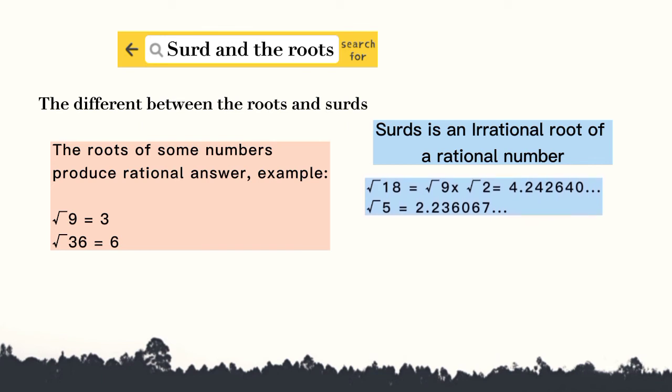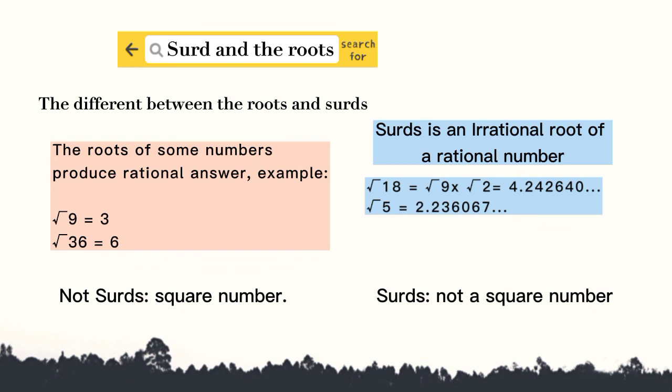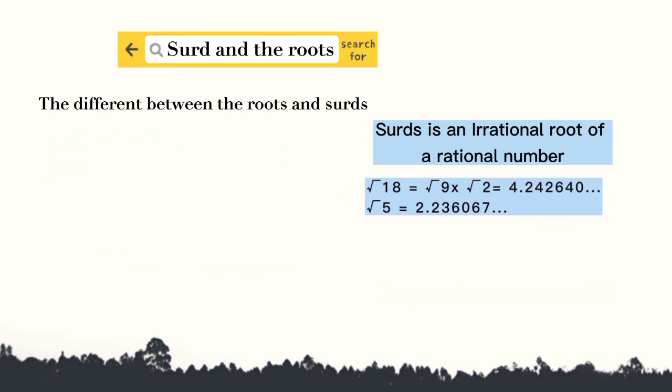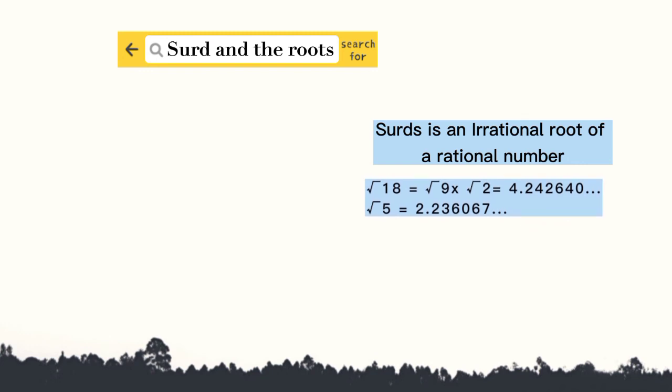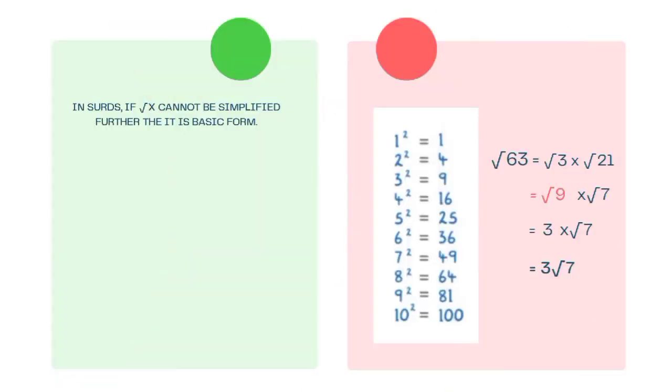Example, square root of 18 equals 4.242, etc. and square root of 5 equals 2.236, etc. In surds, if a square root cannot be simplified further than its basic form, like 17 and 43, which are prime numbers, so square root of 17 and square root of 43 cannot be simplified further.